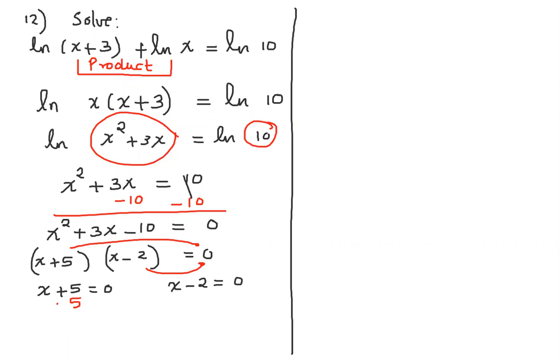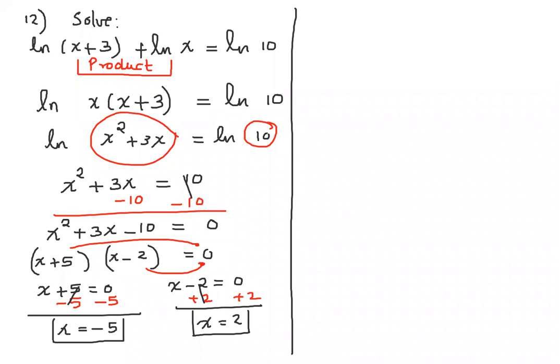Get the x by itself. So we get x equals negative 5, or x equal to 2. However, you have to go back and plug it in here. When we put negative 5, ln of negative 5 is not defined. So the only solution is x equal to 2. So don't forget to check your solution always.